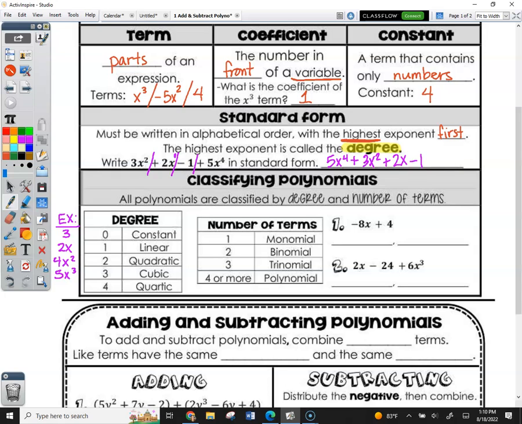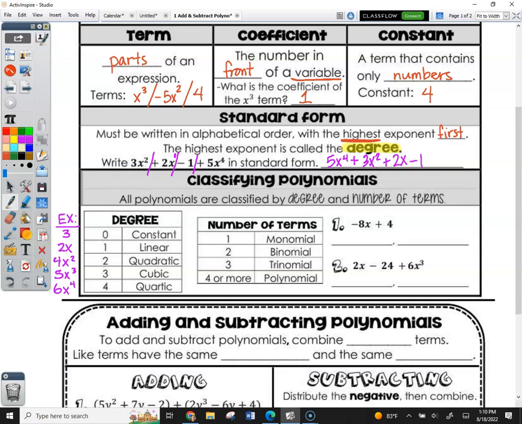Highest degree is 4. Honestly, you don't say quartic that much. You just say degree 4, degree 5, degree 6. These first 4 are the most important ones. This, not so much. We don't use it as often. We usually just say degree and then whatever the number is. But an example here, like 6x to the 4th power.